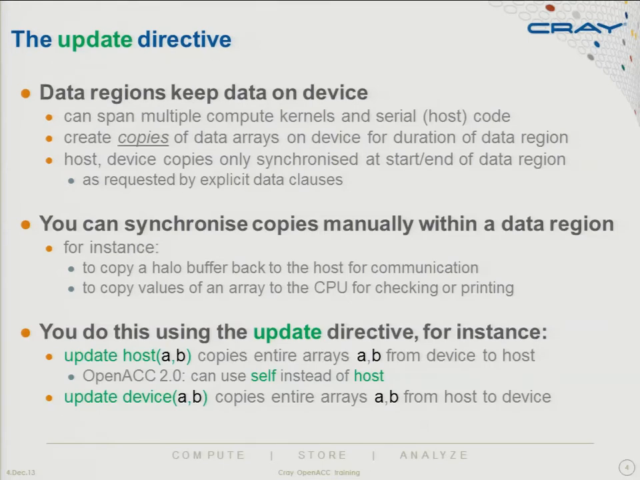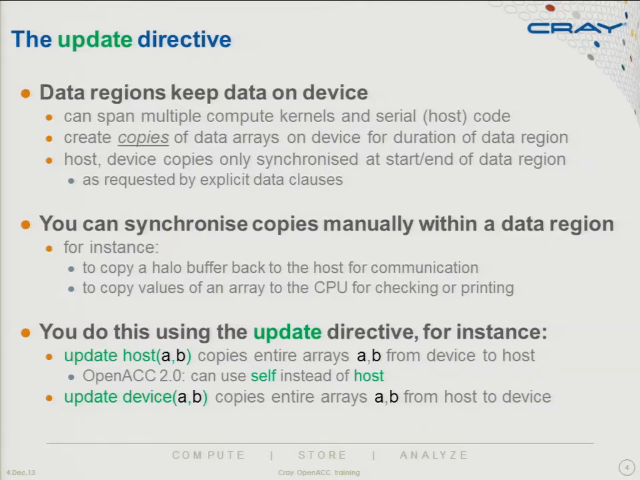With a data region, there are synchronization points at the start and the end automatically, because you've said copy in or copy out. But within it, there's no synchronization. The way you add this synchronization is to use the update directive. This is a manual copy. It isn't something the compiler does automatically for you. It's you saying, I need to get these values back to the CPU now, or I need to send updated values to the GPU now.